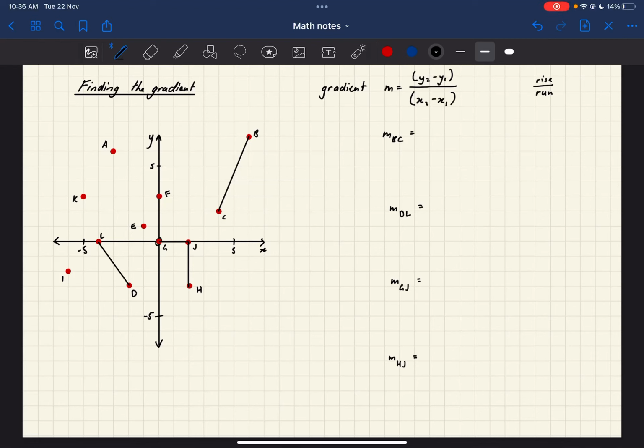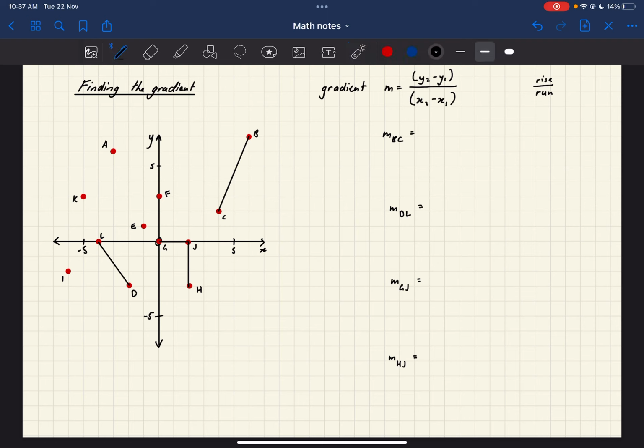In this video, I'm going to go through how to find the gradient of a line that joins 2 points. And we've got these lines picked out. We've got BC, which is this line here, DL, which is this line here, GJ here, and HJ, which is here.